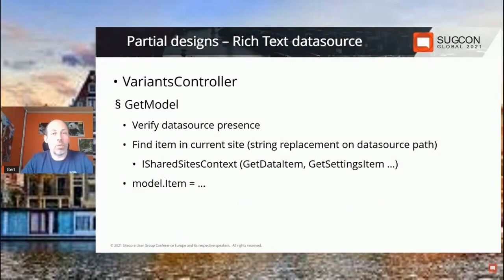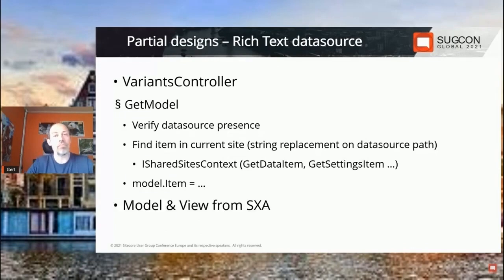Full code available, but what we actually just did was create a variance controller with a get model function. First of all, of course, we need to verify if we have a data source. And if we do, we use string replacement on the data source path, which we can do with the functions of the shared site's context, where we can fetch the data item or the settings item of the shared site. And we try to find that item in the current site. If we find an item on the same location, we will use that and assign it to the model.item. And we just use our model and view that come from SXA for the rich text component. And that's it, we're good to go.